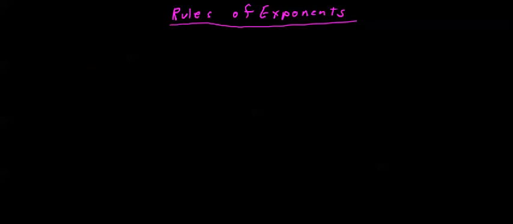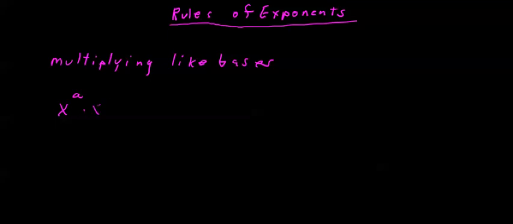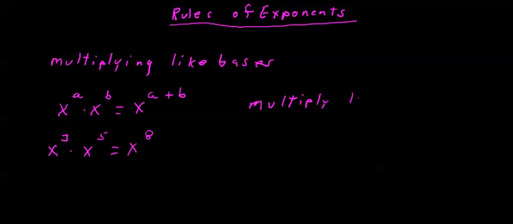All right, rule number 1 is multiplying like bases. If I have x to the a times x to the b, it's equal to x to the a plus b. So x to the third times x to the fifth equals x to the eighth. When we multiply like bases, we add the exponents. And this is pretty easy to see.